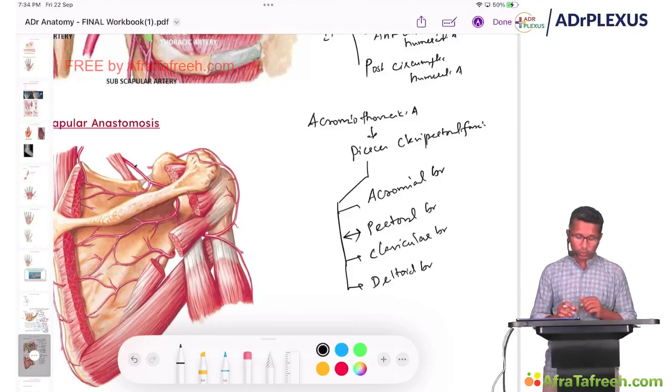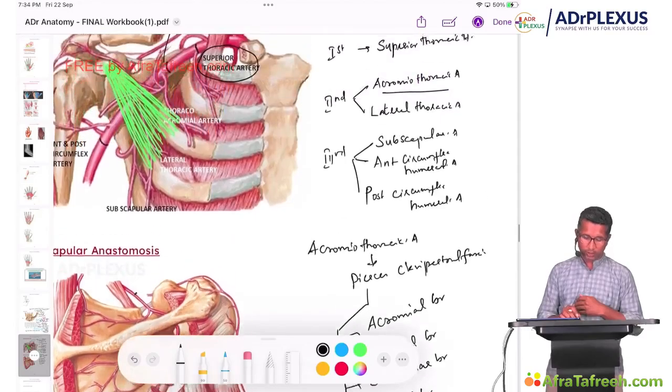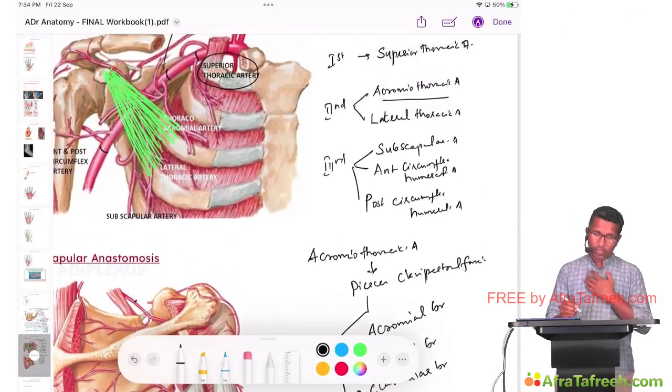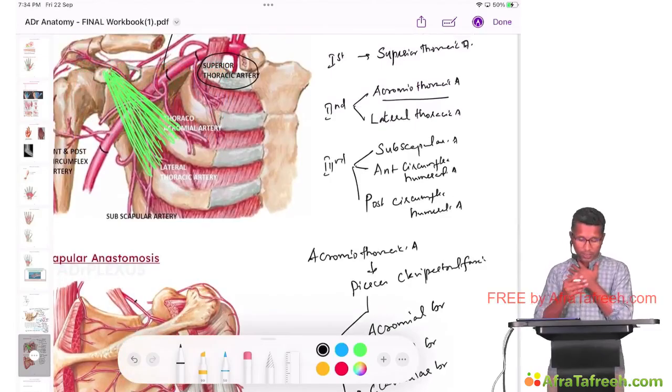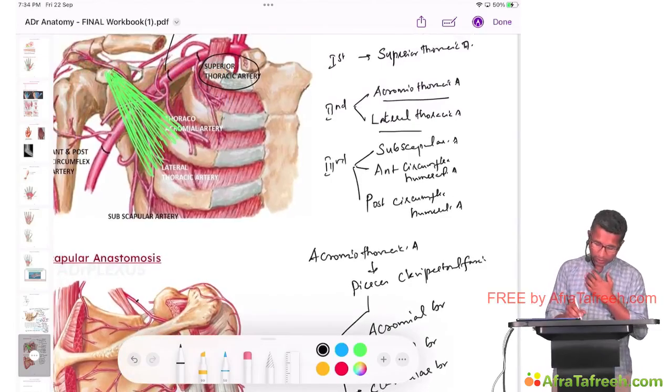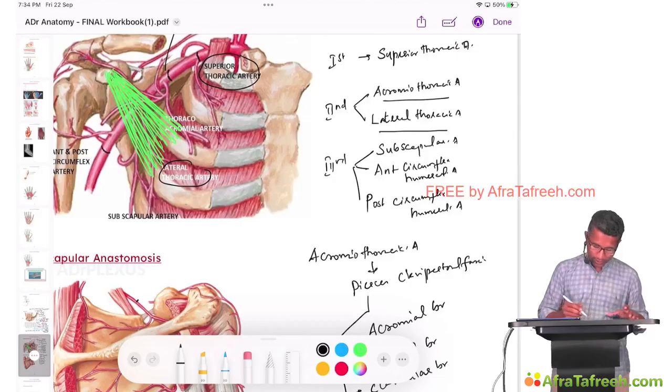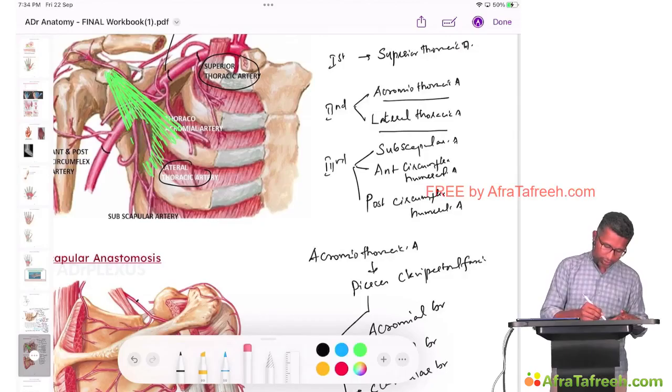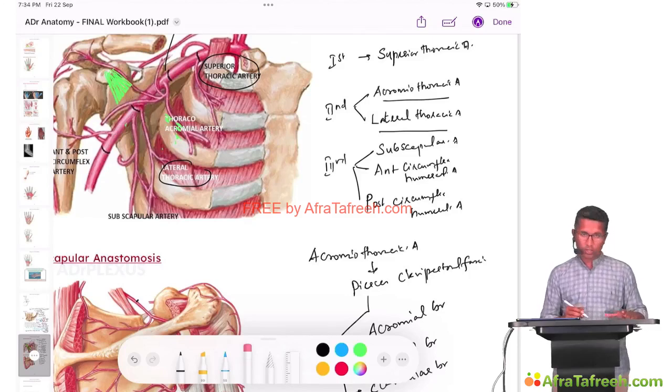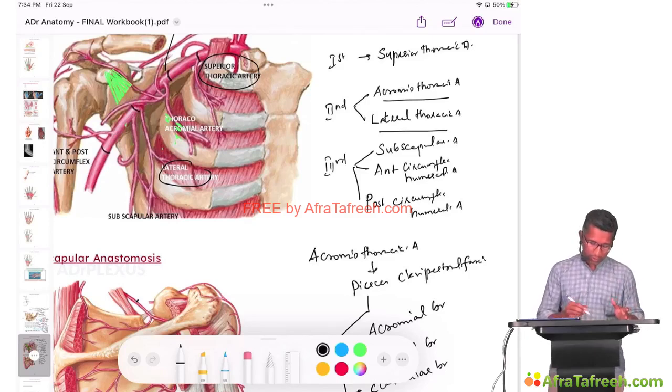So this is about the acromiothoracic artery, and from the second part, running on the lower border of the pectoralis major muscle is the lateral thoracic artery. I'm just erasing the pectoralis minor muscle so that you can have good visibility of the vessels. So what is this artery running along the lower border of the pectoralis major muscle? This is the lateral thoracic artery.